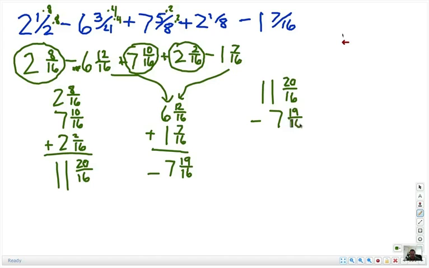Now thankfully I do not have to borrow, but that is something I should check. 20 take away 19, yep, I can do that. That'll leave only 1/16, and 11 take away 7 is 4. So the point of this whole thing is when you have a long list of positives and negatives, or addings and subtractings, take care of the positives first, take care of the negatives next, and then it becomes one subtraction problem to get the final answer.